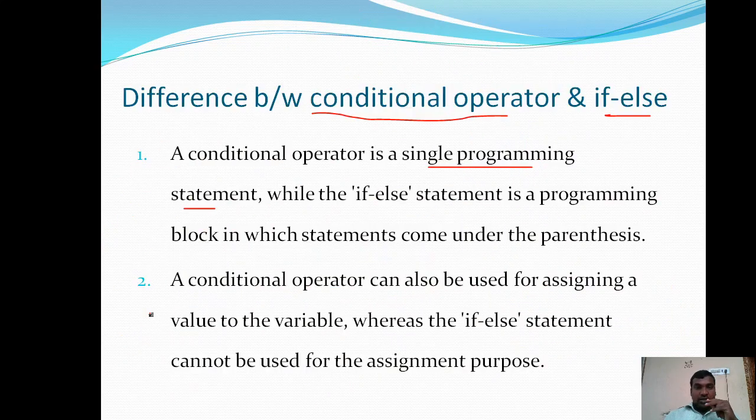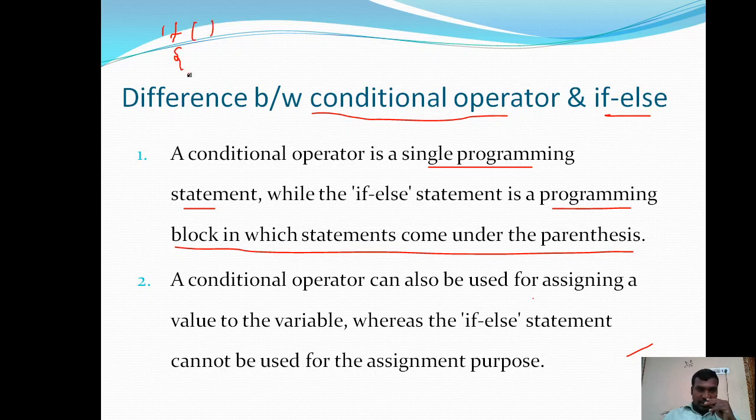So the conditional operator is a single line of statement, while the if else statement is a programming block in which statements come under the curly braces, right? So if some condition, and open close curly brace, consisting of several statements, then else, open curly brace, several statements and close brace. So this is the true block and this is the false block.